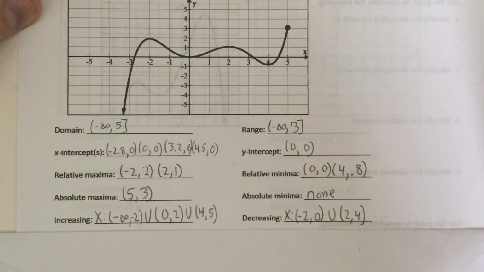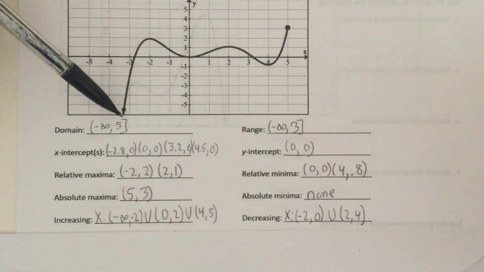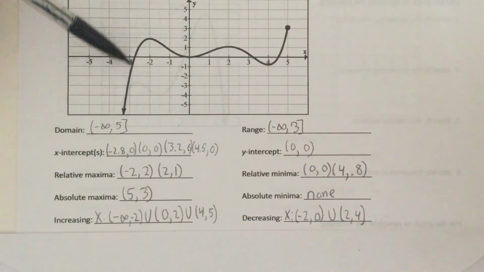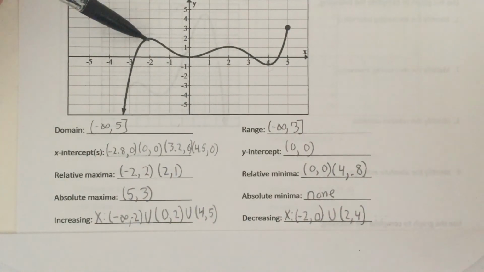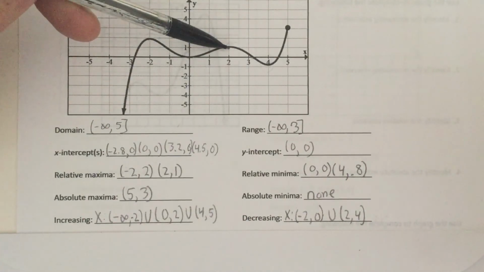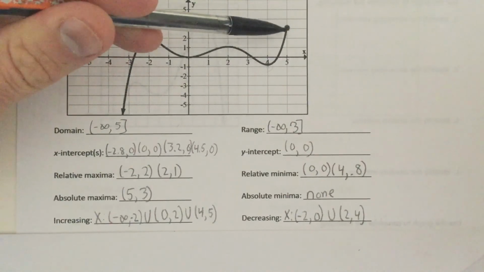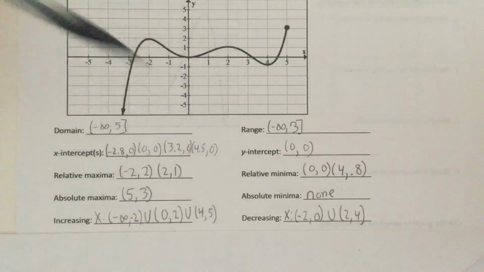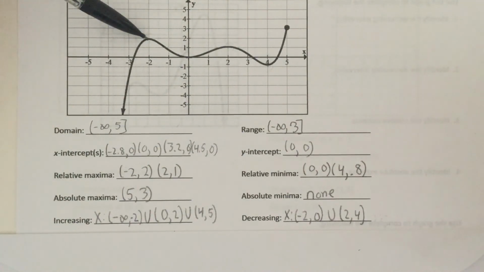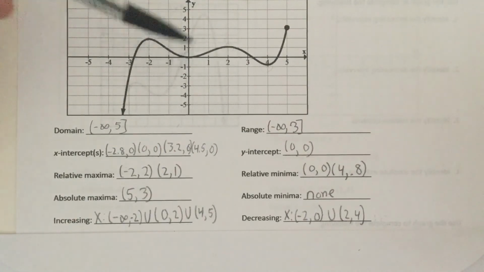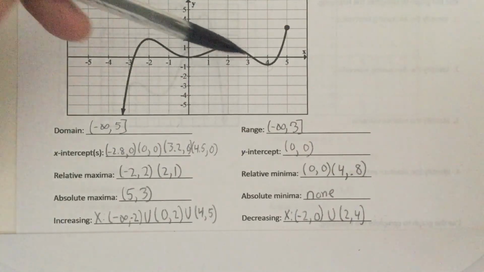And then our increasing, decreasing. So we are increasing to begin with, so it's increasing from x values between -infinity and -2. It increases from 0 to 2, the x values, and then it increases from 4 to 5. The decreasing, it decreases from the x values of -2 to 0, and then again it decreases from 2 to 4.